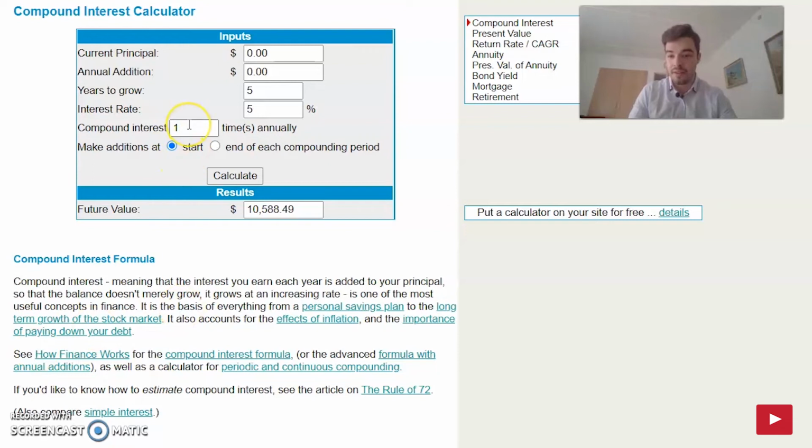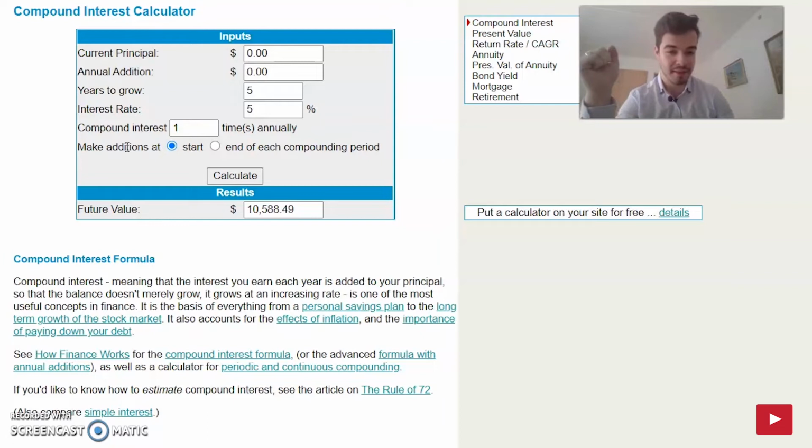And then you can say how many times it actually compounds a year. Most commonly it is 1 time, so you just don't change that. And then when do you make the additions of the money annually? Usually use it as the start of the period, because you invest all the time every month. So that's how it usually should be.